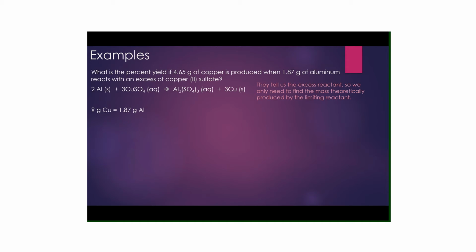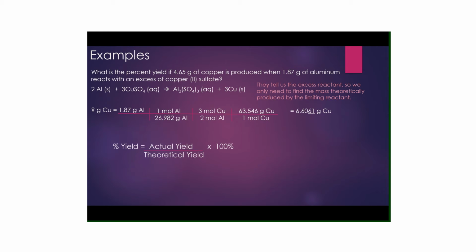So let's solve for how much theoretically we can produce with 1.87 grams of aluminum. Again, we have to convert grams of aluminum into moles of aluminum. Now we can use our balanced chemical equation to go from moles of aluminum to moles of copper. And finally, from moles of copper to grams of copper. We crunch the numbers with our calculator, and we get a theoretical yield of 6.6061 grams copper. All right, again, that's our theoretical yield. In theory, we should have been able to make that much copper. How much did we actually make?